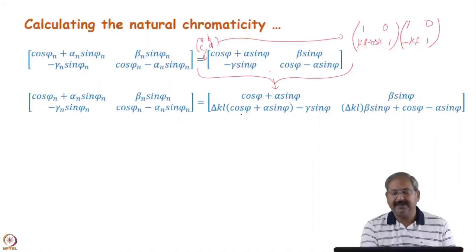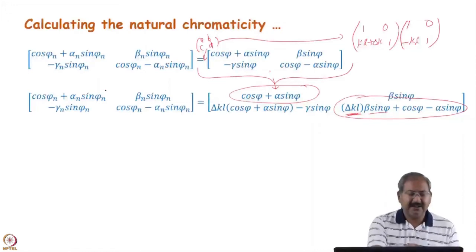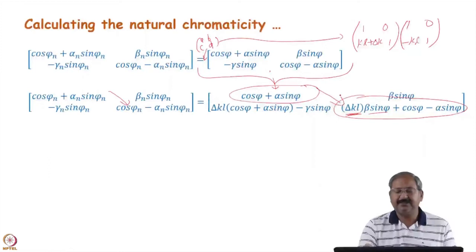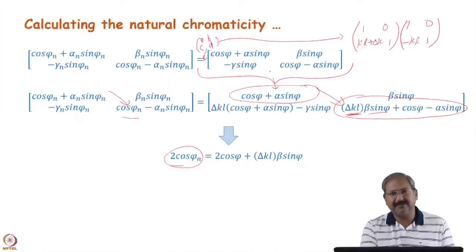So here you can see that this element is still cos phi plus alpha sin phi, but this element now contains beta sin phi multiplied by the error of the quadrupole, or strength change in the quadrupole. Now we can compare the trace of these two matrices, since these two matrices are the same. When we compare the trace, only cos phi will be there. So in the new lattice LHS side, we don't have any twiss parameter, and it will be easier to obtain the phase change. And if we obtain the phase change, we can obtain the tune change. And if we can obtain the tune change, chromaticity is defined by the change in tune.